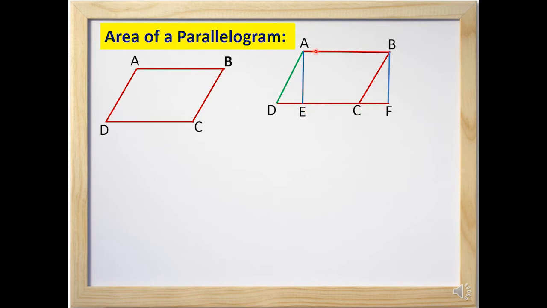Understood? But see here, children, ABFE so formed is a rectangle. We know AE is equal to BF, and AB is equal to EF. So ABFE is a rectangle. Did you all understand? That means the area of the parallelogram ABCD should be equal to the area of the rectangle ABFE. Is it clear to everyone, children? You can see this now.